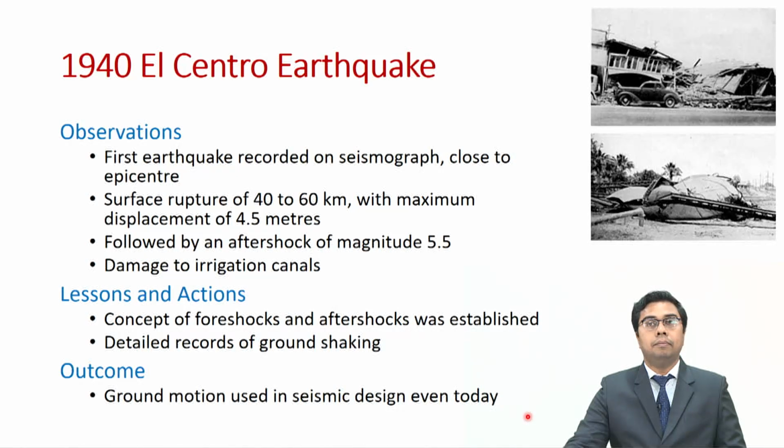Further on, many foreshocks and aftershocks were observed during this event. Foreshocks refer to ground shaking which happens before the event, and aftershocks are earthquakes or ground shaking which happen after the main event. So many of them were recorded, and that's how the concept of foreshocks and aftershocks was established as well. Again, there was a surface rupture of 40 to 60 kilometers, much lesser than the 1906 San Francisco earthquake.